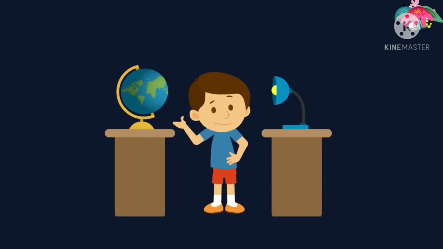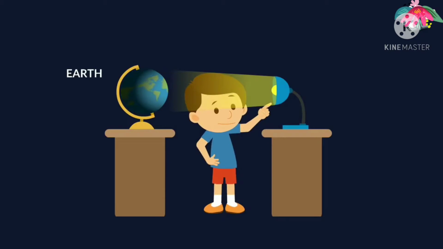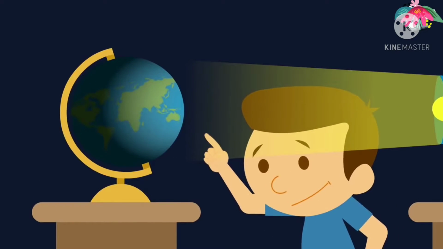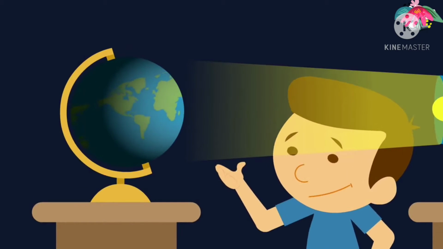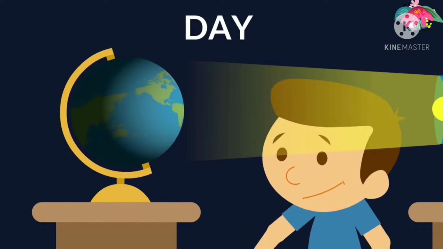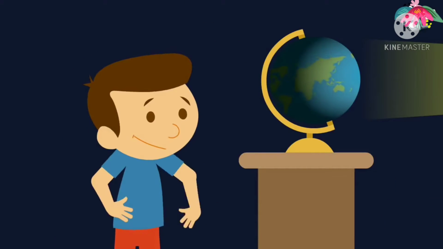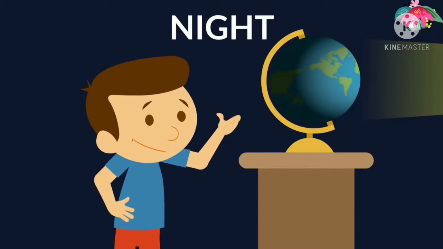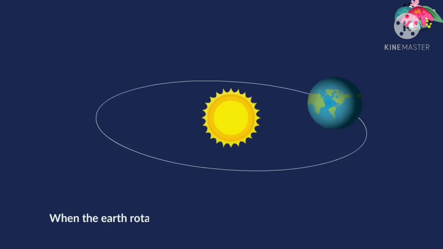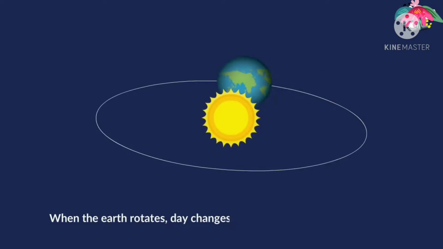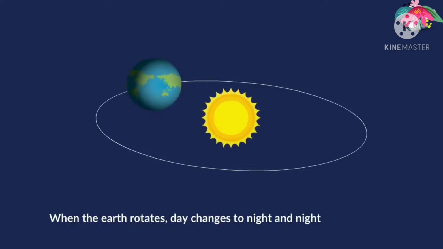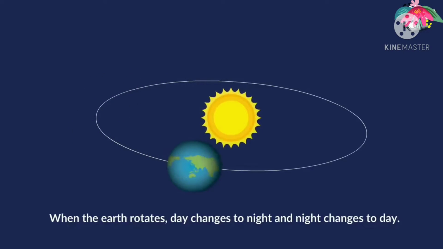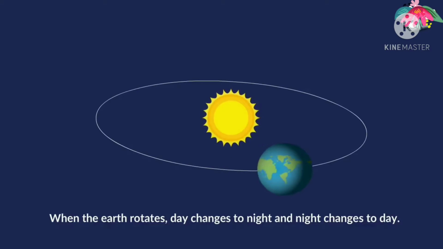Let's assume this globe is our Earth and this lamp is the sun. Now, look closely. The light is shining only on one side. This is day. Now look at the other part and you can see it's dark. This is night. When the Earth rotates, day changes to night and night changes to day. That's how the rotation of the Earth causes day and night.